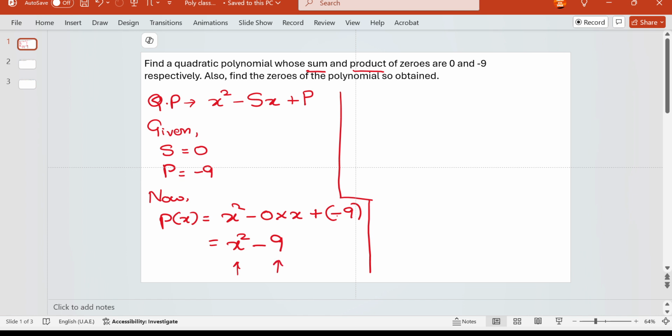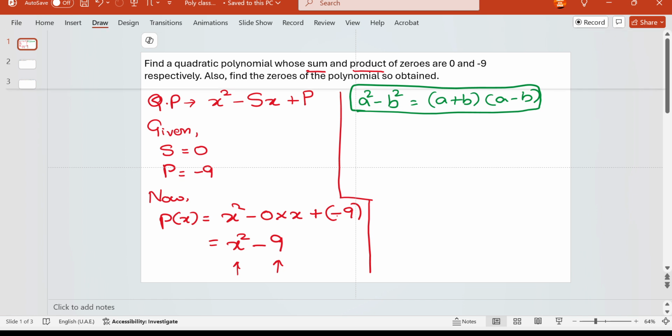So can you write like this? What is the identity? We know that a square minus b square is equal to a plus b times a minus b, right? A plus b times a minus b. Therefore, x square minus 9 can be written as x plus 3 times x minus 3, right, my dear students?